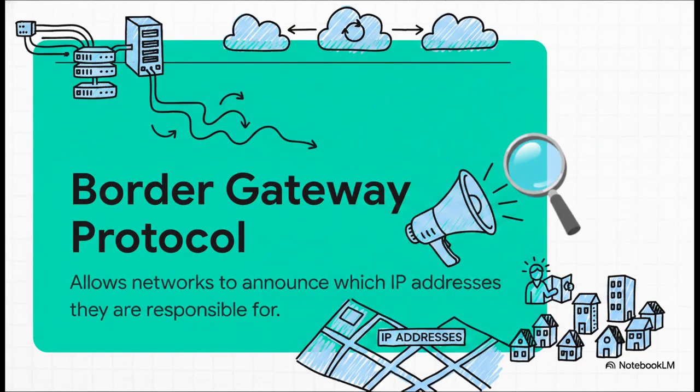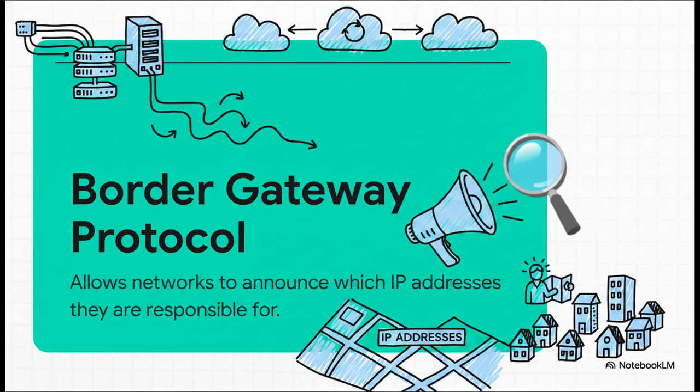You can plug in all the physical glass cables you want into a switch, but the networks still need to speak the exact same language to know how to talk to each other. Enter the Border Gateway Protocol, or BGP. If the IXP is our grand central station, BGP is the station master standing there with a massive megaphone.